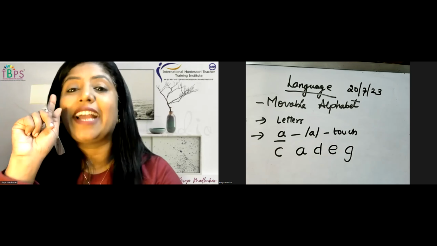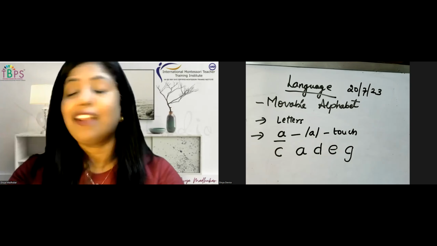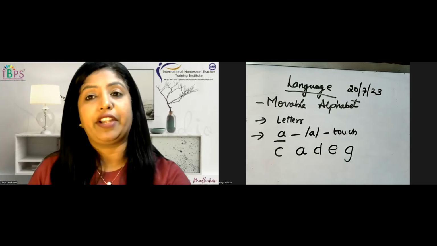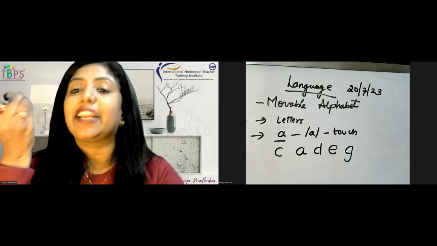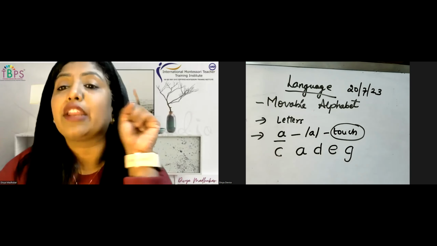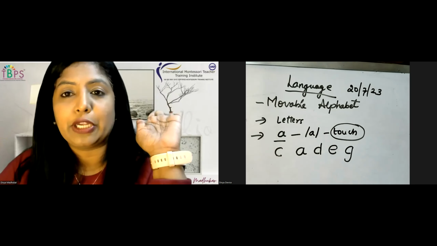Here, it helps the children to understand the shape of a letter. What is the shape of this letter? What is the form of it? When I touch it, what is the texture? So touch is also essential. The child is also able to get the reinforcement of touch. We all agree on that, right?